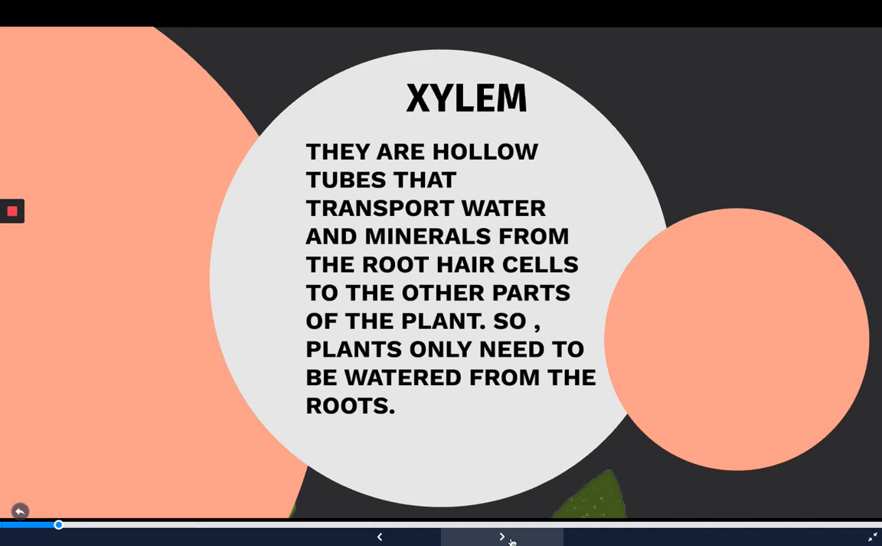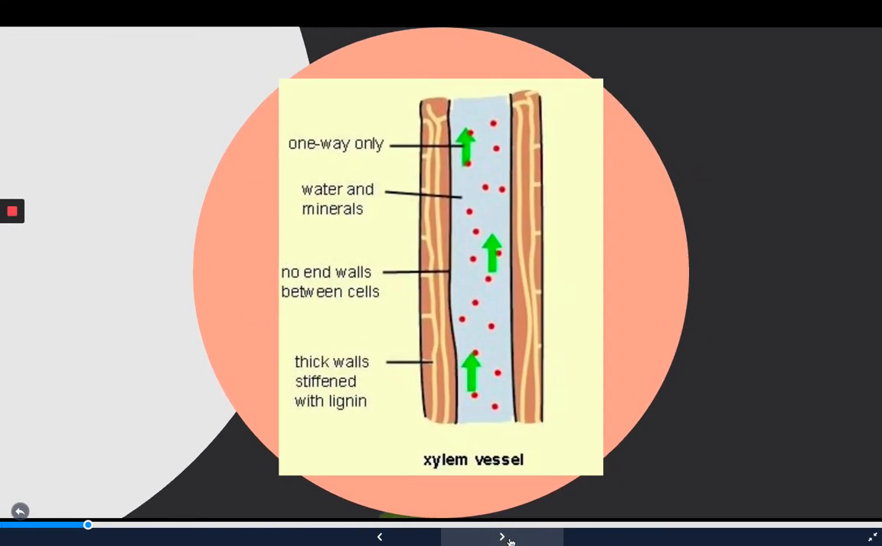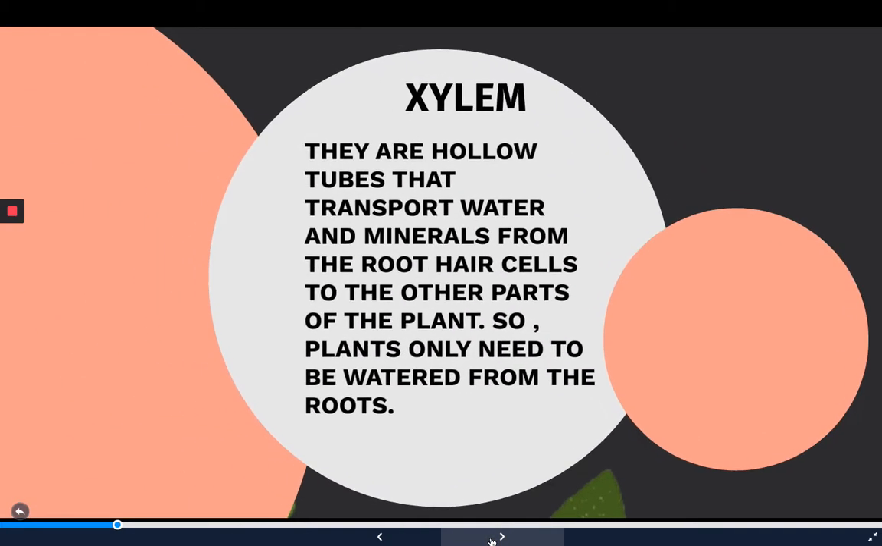But how does xylem actually look? Let's find out. Xylem vessels actually look like this. They only go one way, so they're going only up, and they carry water and minerals. There are no end walls between cells, and they have thick walls stiffened with lignin. So those are the xylem vessels.